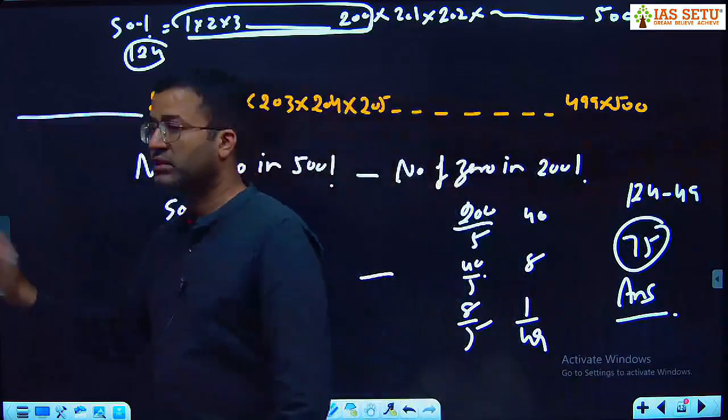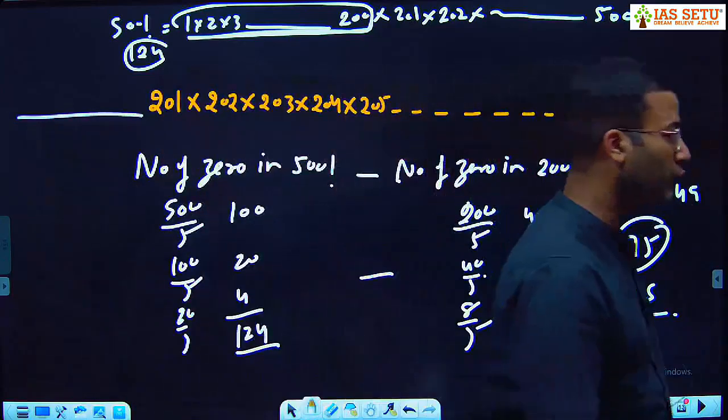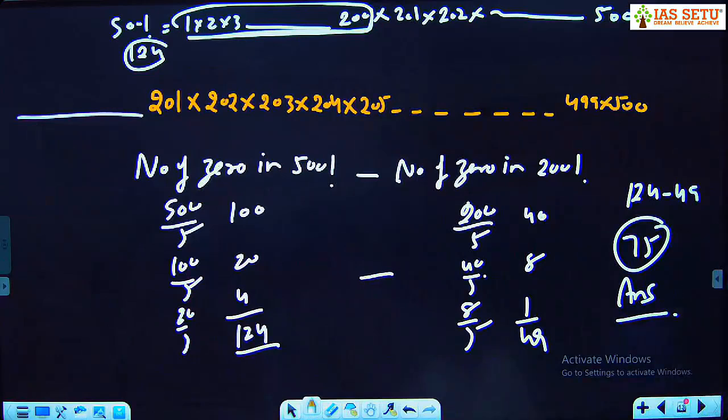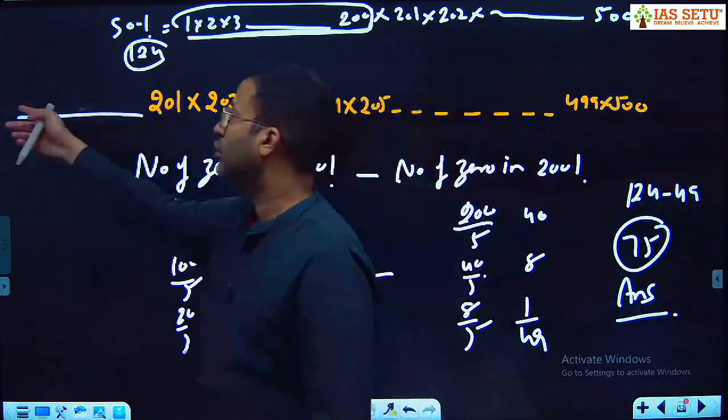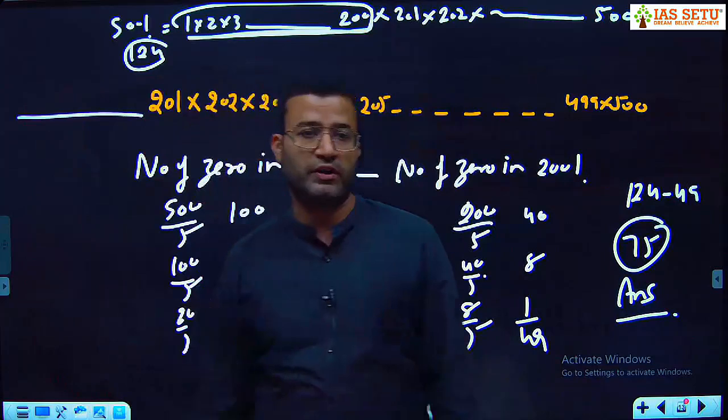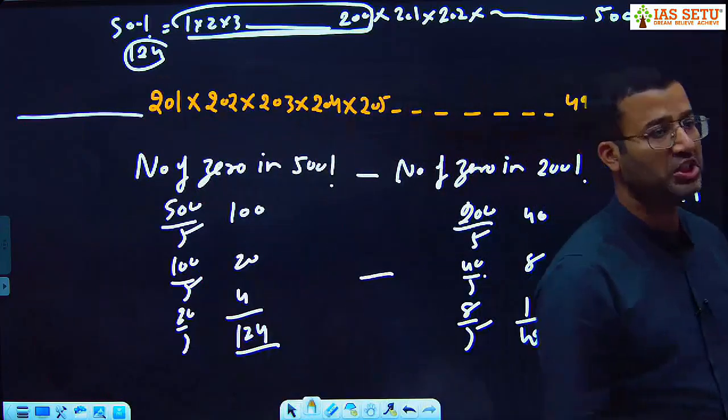So this type of question, you have to see how many 0s are there in 500 factorial minus what is missing. 1 into 2 into 3 into 4 into 5 up to 200 is missing. So we have to see the number of 0s in 500 factorial minus the number of 0s which we would get in 200 factorial.